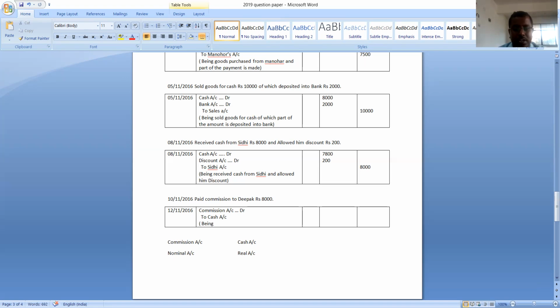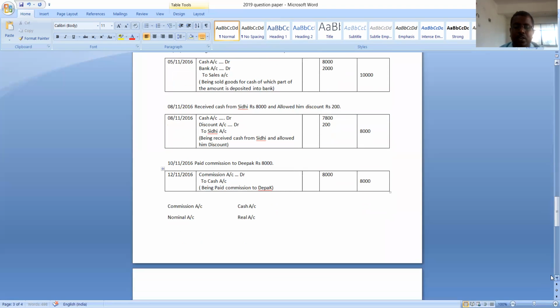In the next line, what we should write? We should write narration. What is narration? Being paid commission to Deepak. Yes, this is how we should write journal entry. So how much commission is being paid? 8,000. So debit column rupees 8,000, credit column is nil, credit column is nil, debit column is rupees 8,000. It is how we need to pass the journal entries to the transactions.